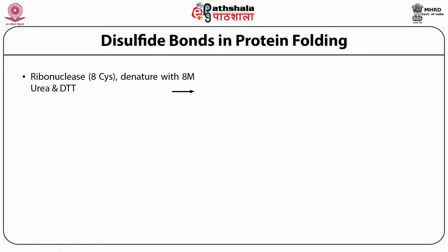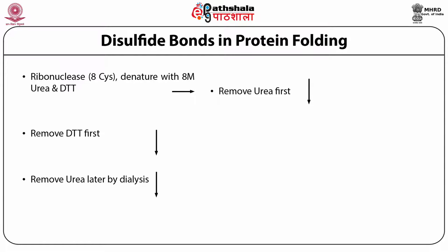So we can refold ribonuclease in two different ways. One, first remove DTT, so you allow the disulfide bridges to form, and second, you remove the urea first, where you allow it to fold. Where you remove the DTT first and urea later, that means you first allow the disulfide bridges to form and the protein to fold. Then when you do this kind of experiment, you only get 1% of the activity back.